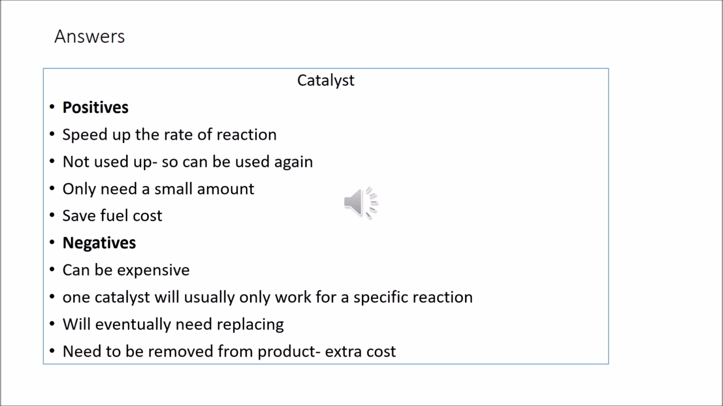One catalyst will usually only work for a specific reaction. Remember, the enzyme has an active site, so it can only bind to a specific shape of substrate. It will eventually need replacing and needs to be removed from the product. So that is an extra cost as well.